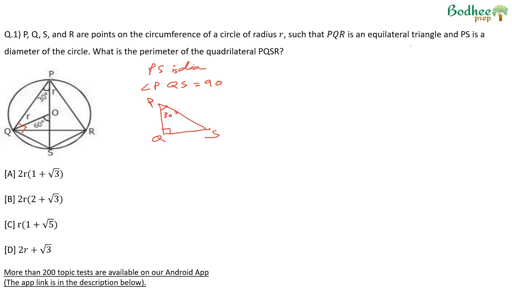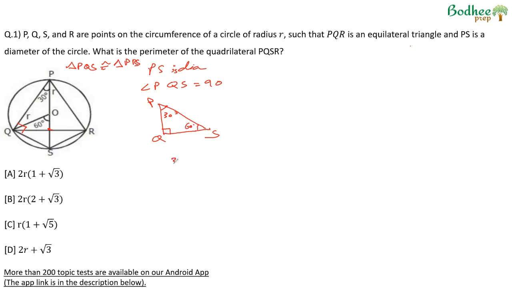Why is this 30? Because PQR was an equilateral triangle, and as we can see, triangle PQS will be congruent to triangle PRS. Right, RHS congruency can be used. Since they are congruent, therefore these two angles will be equal. Hence, we know that angle QPS is 30. If one angle is 30, the other is 90, the third angle has to be 60.